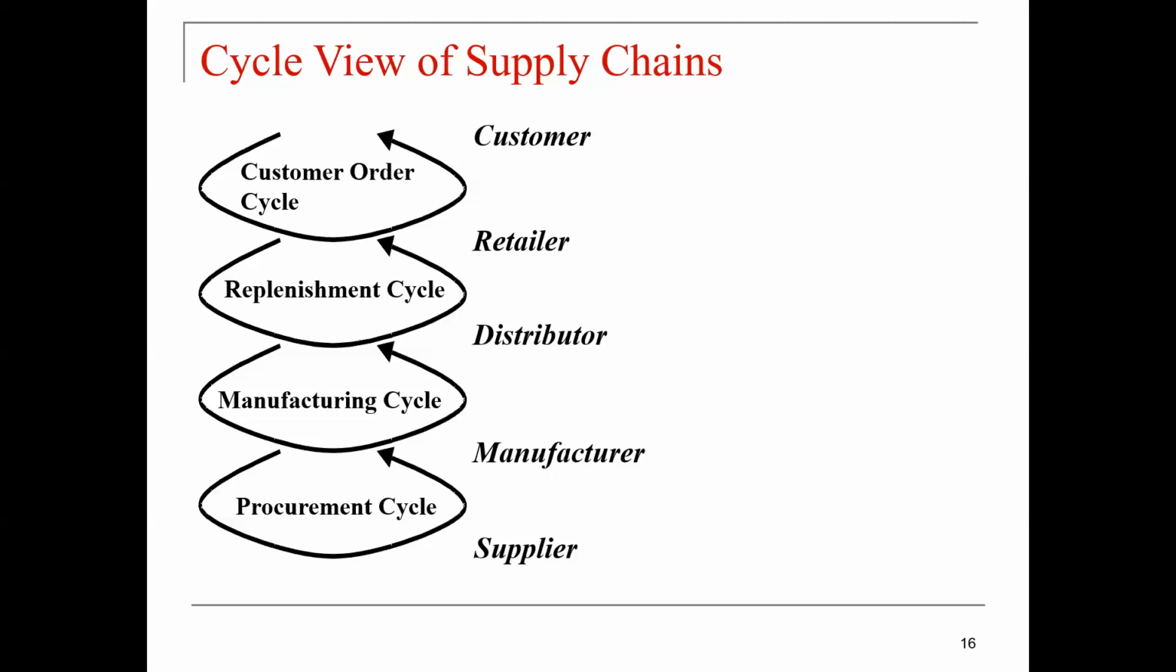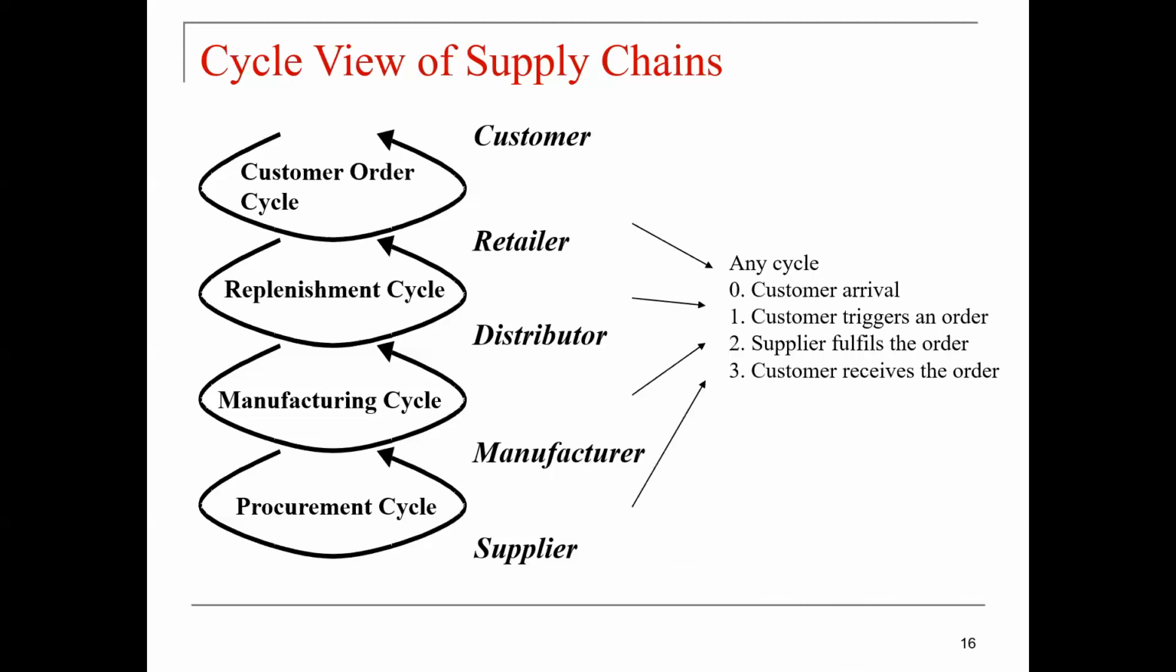The procurement means that the manufacturer knows, okay, this is our production schedule, this is what we're going to need. And then that information is passed to the supplier for them to set up their activities in order to know how to get the materials they need for the manufacturer. So in any cycle, 0, it will be the customer arrival. 1, the customer triggers an order. 2, the supplier fulfills the order. And 3, the customer receives the order.